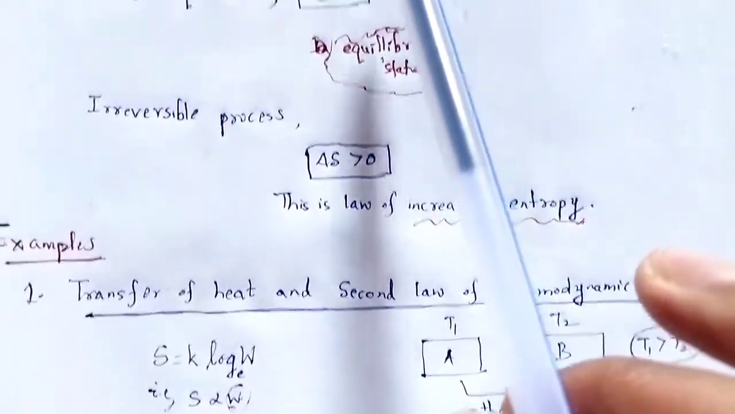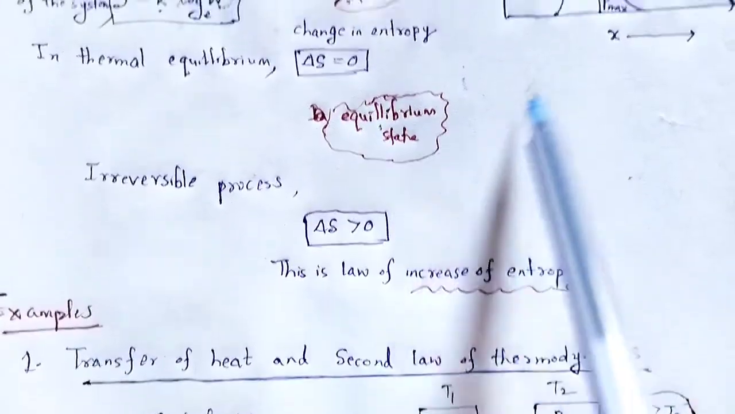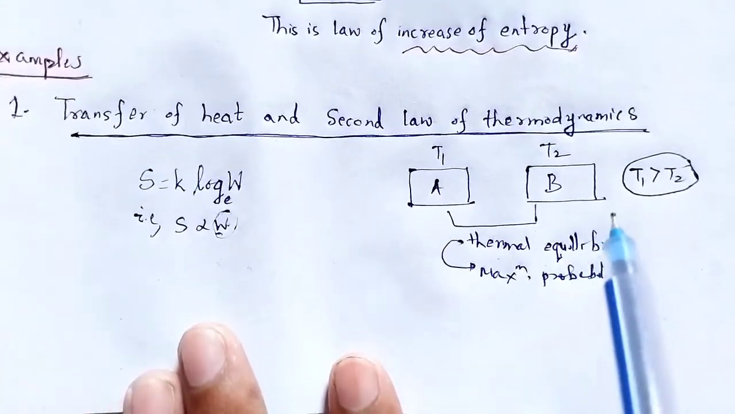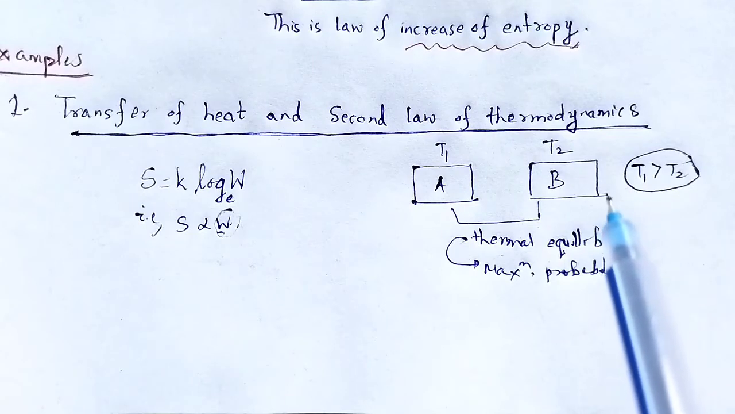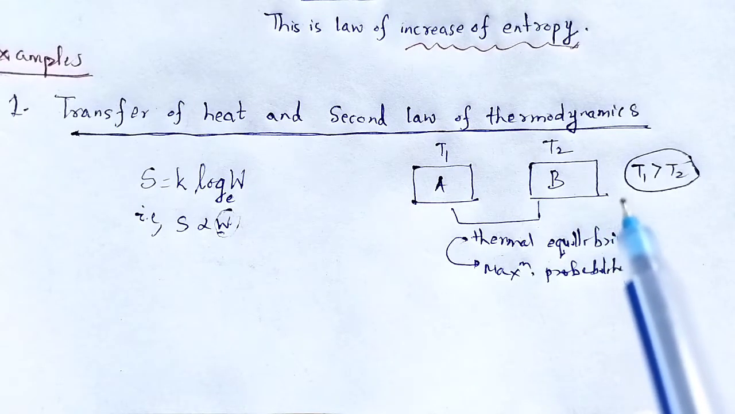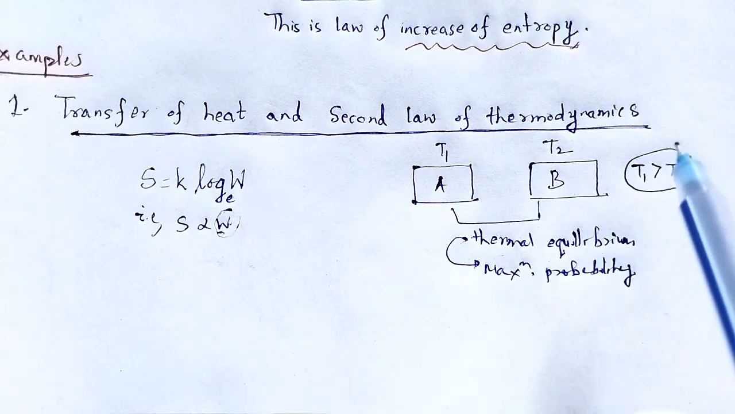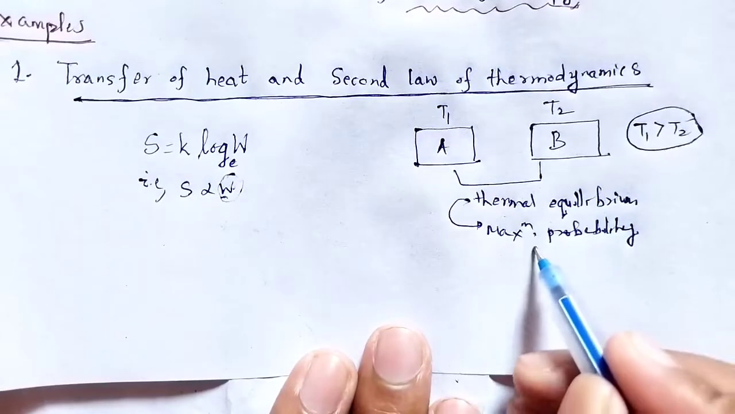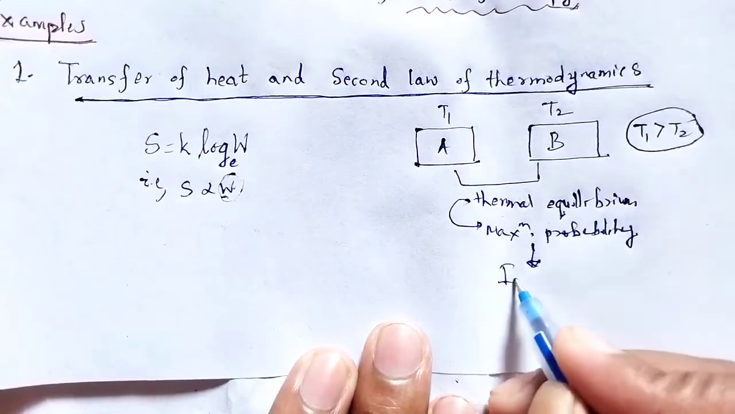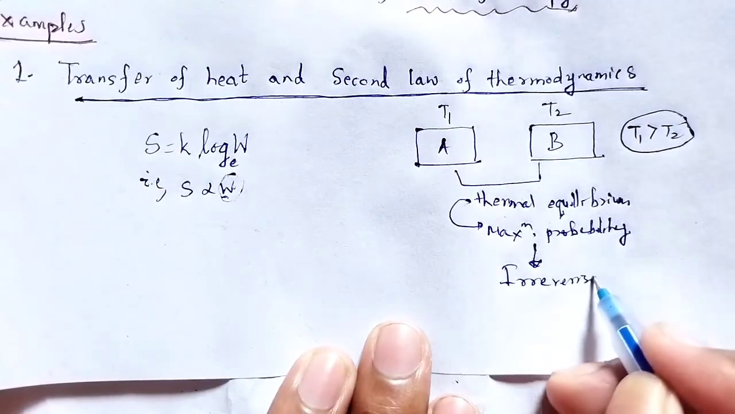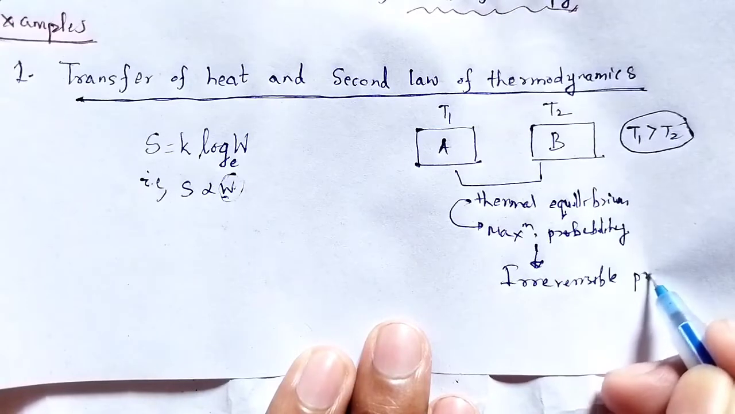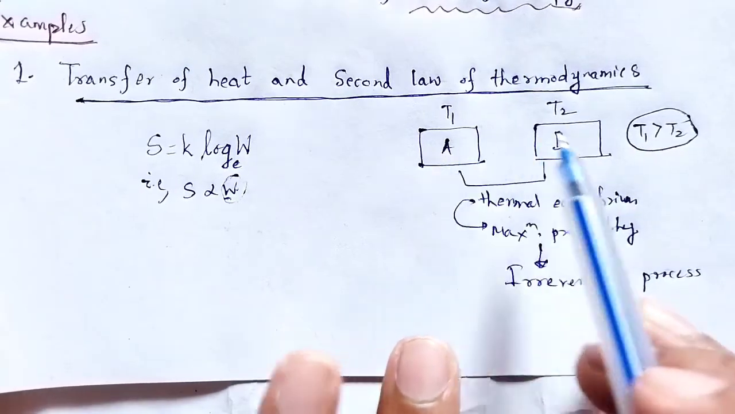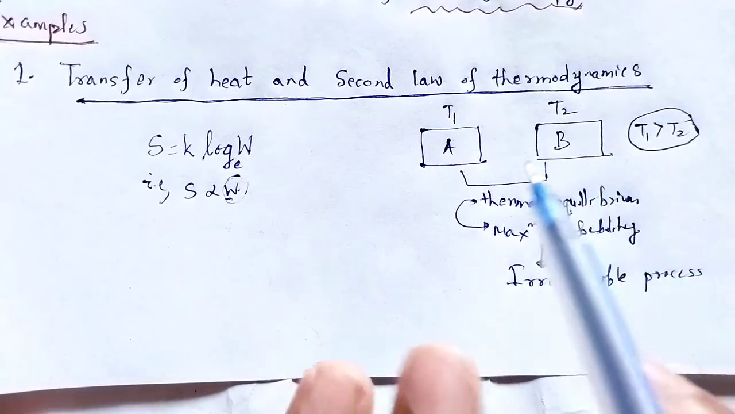That means we can't proceed from inequilibrium to equilibrium or equilibrium to inequilibrium. That is not a reversible one. We can't proceed from maximum probability to lower probability, or lower probability to maximum probability. And therefore heat transfer is an irreversible process. So that process leads to be what? Irreversible process. Means heat transfers from higher temperature to lower temperature, but not lower temperature to higher temperature.